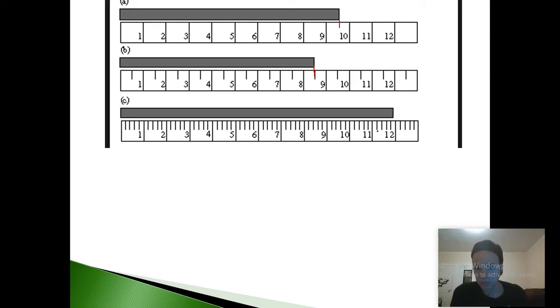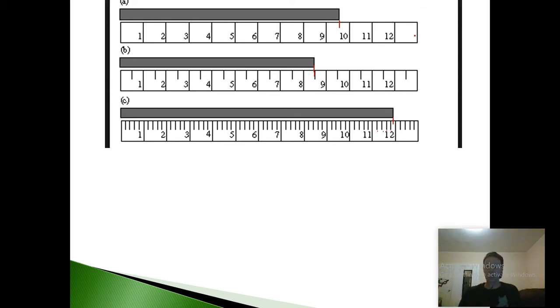Take a look at this one. See how this has all those extra little tick marks? I can look at this and say this is 11.9 exactly. Now there's no units here, but if we pretended it was centimeters, we could put centimeters on the end of this.